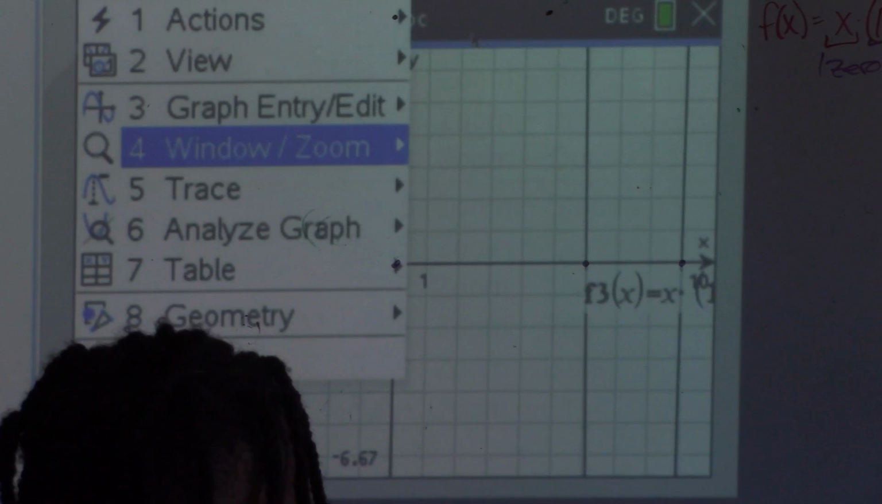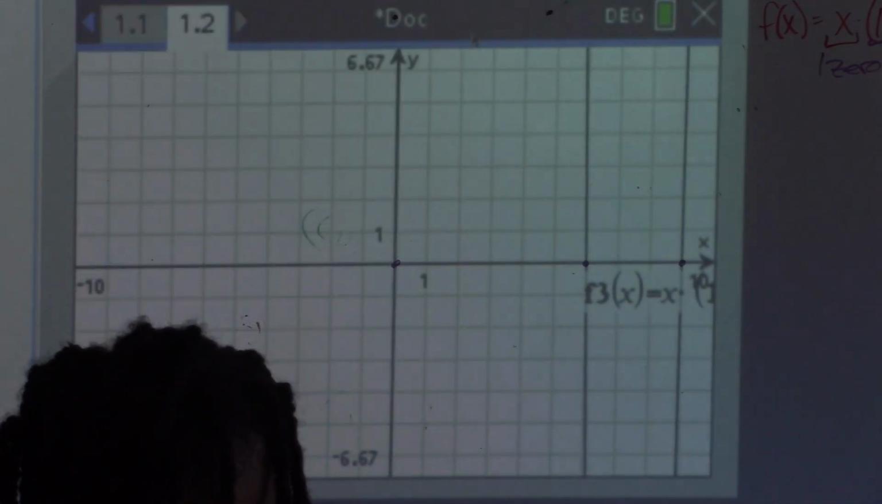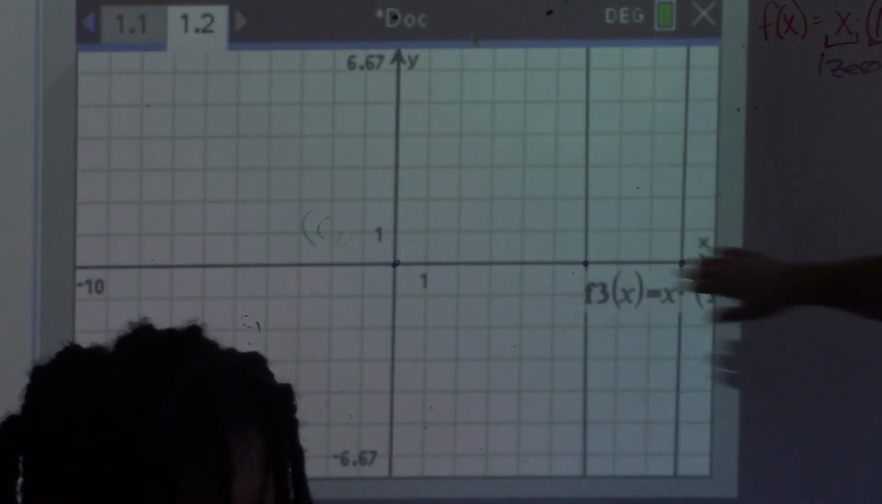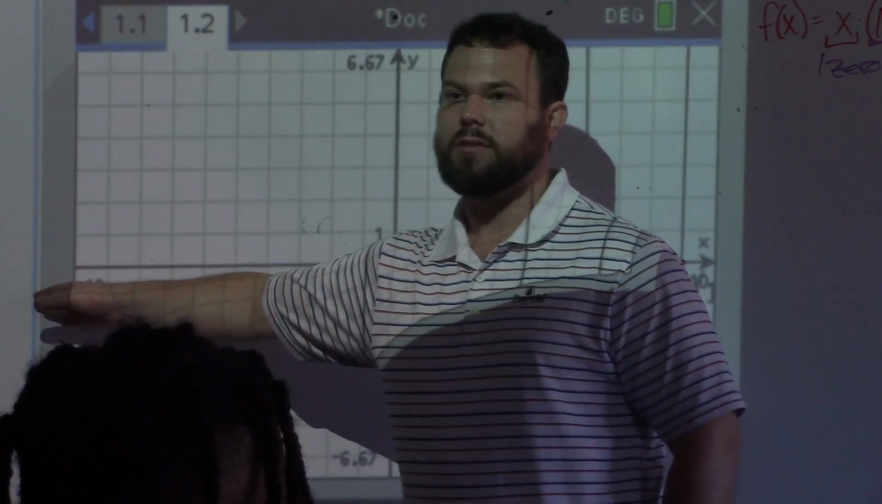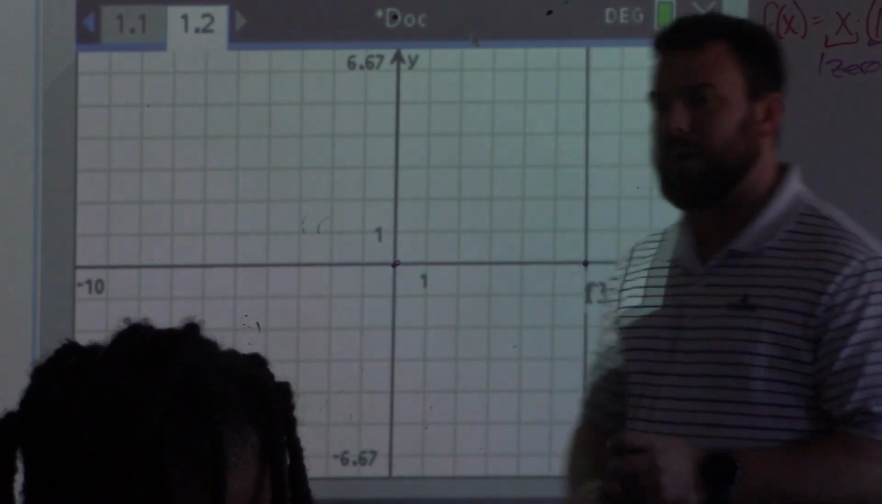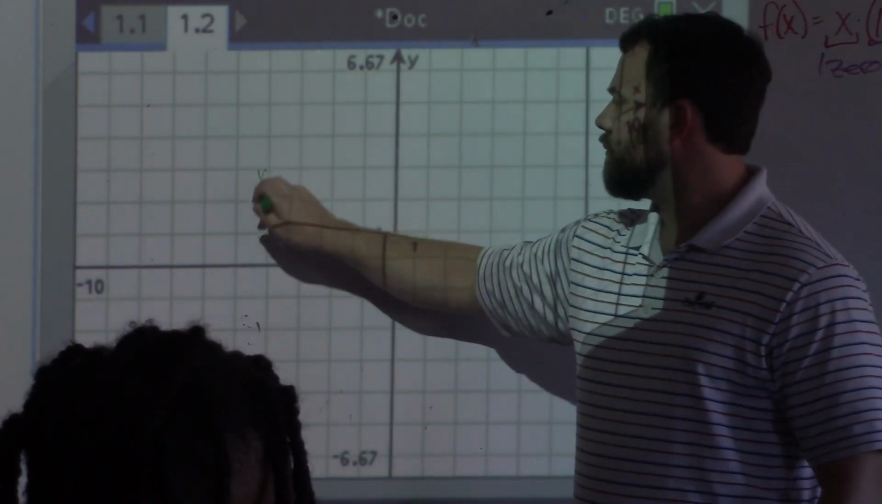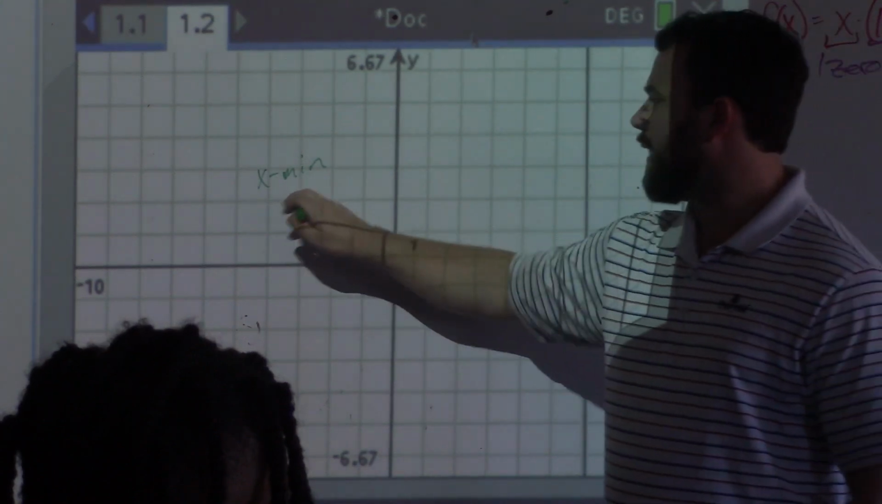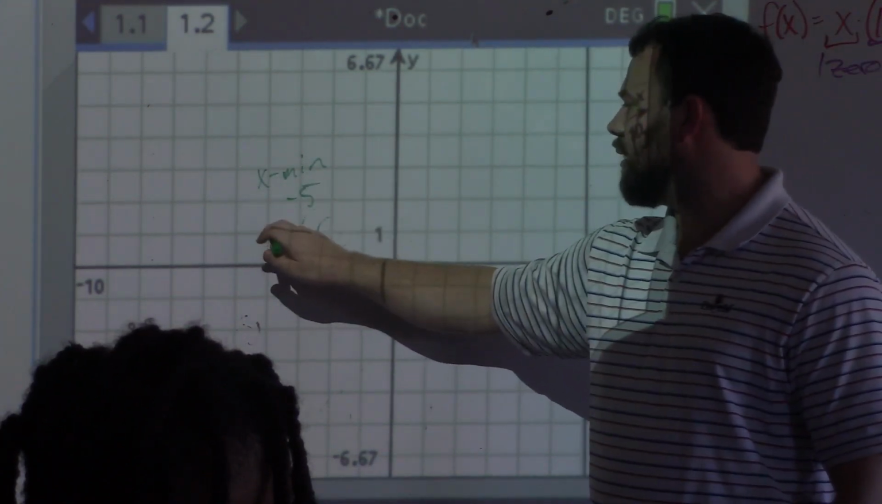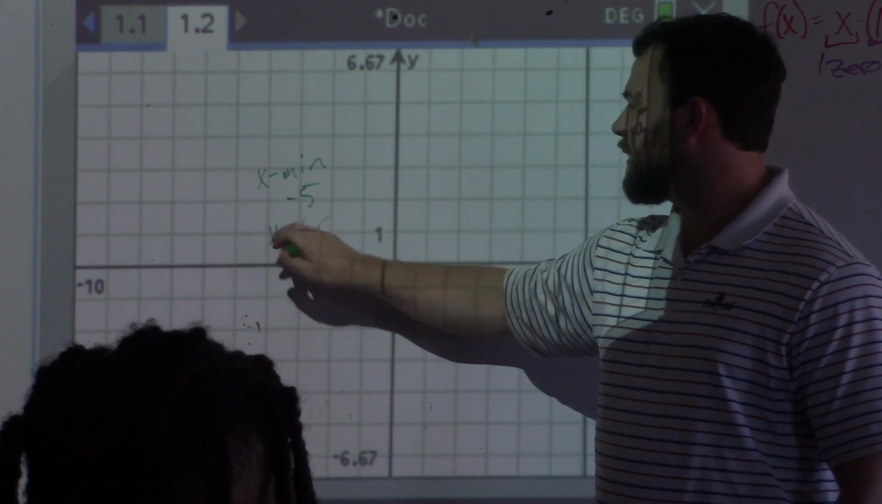When you go to Windows settings, I just want us to think about this for a little bit. Do I need all of this x over here? Do I need to go to a minimum of -10? No. But what might be a good x minimum? Like positive 5 or -5? -5? Okay, I'm cool with a minimum of -5. What about an x maximum?